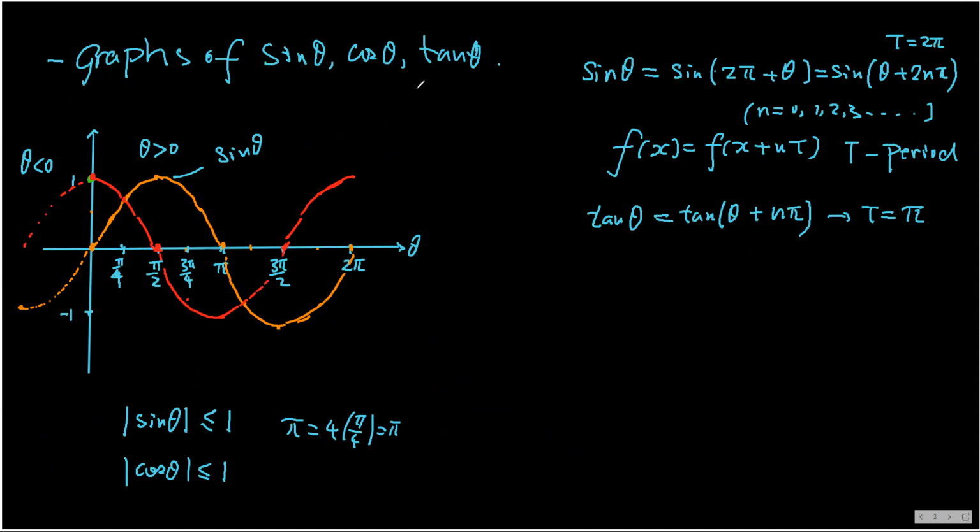Tangent is a little bit different. Okay. I don't want to overlap that. Can you see that the red one is just the orange one shifted backward by half pi. How do we write this equation? So how can we use a mathematical equation to define this shift?